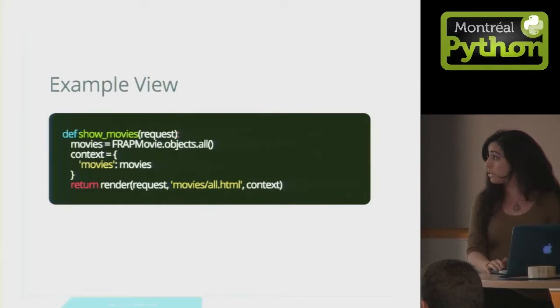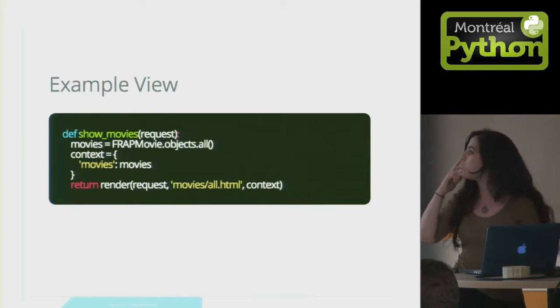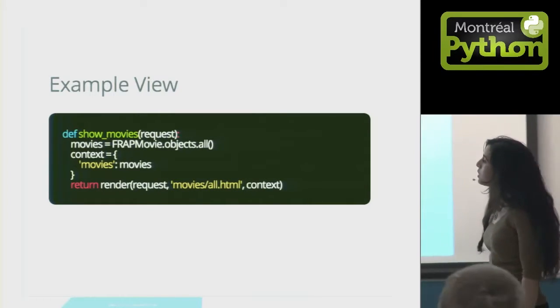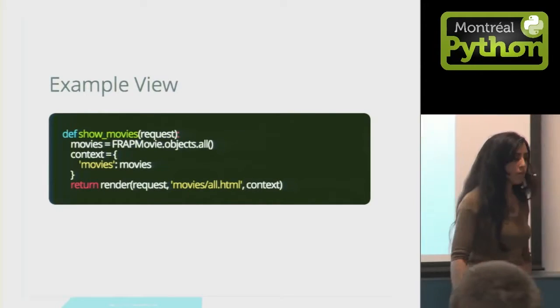This is an example view. This is the kind of view that you would pass to the template we saw earlier. We'd pass the template a bunch of movies, and then the template would use that information to render it.